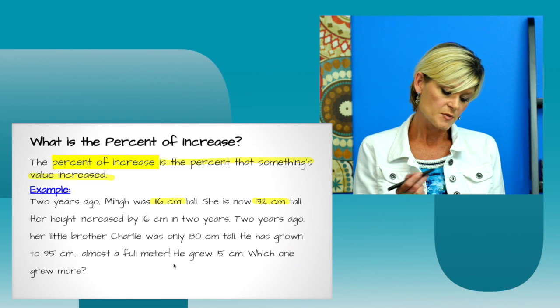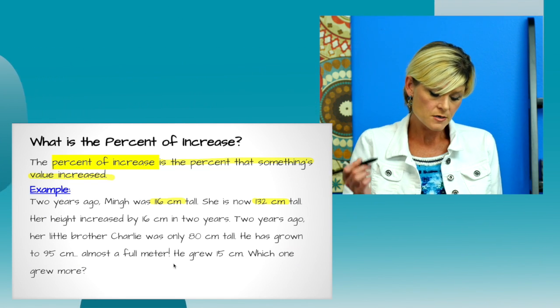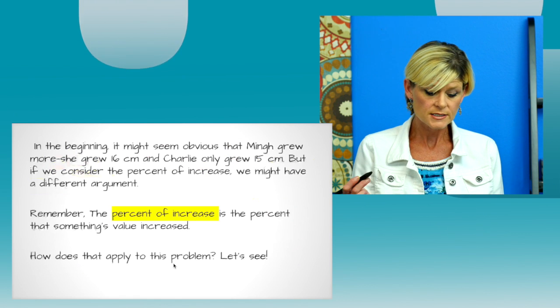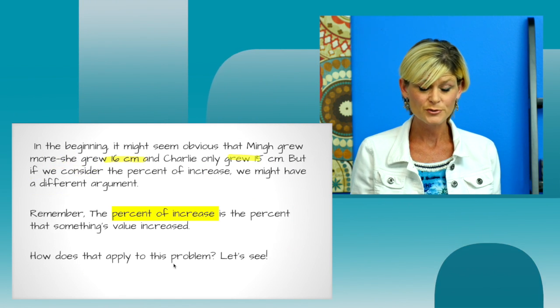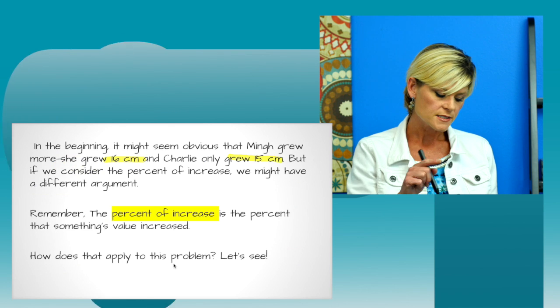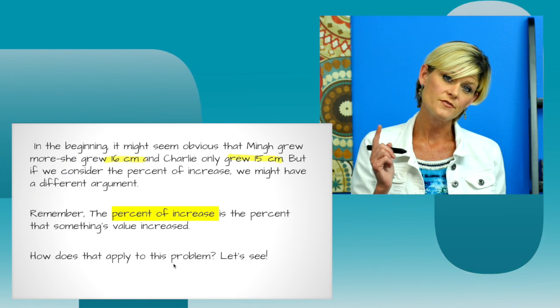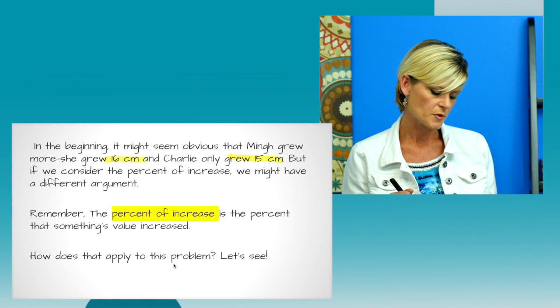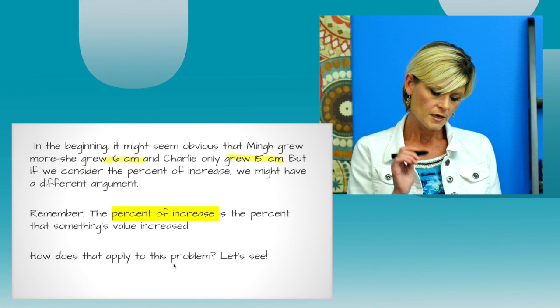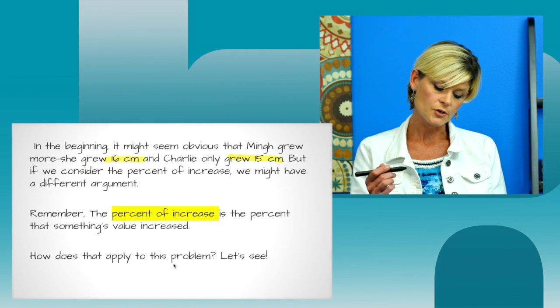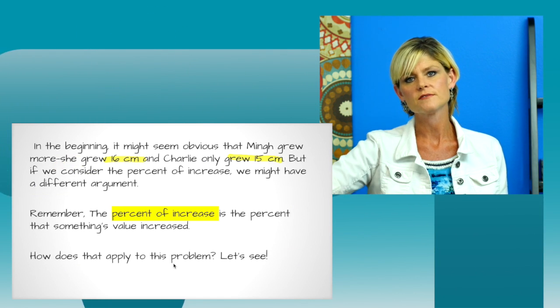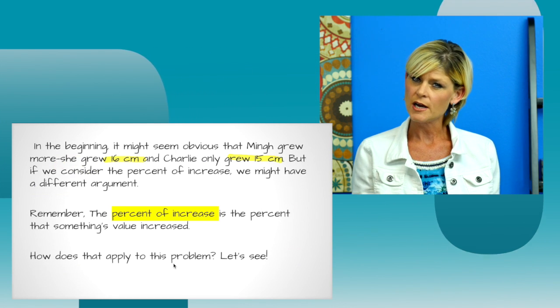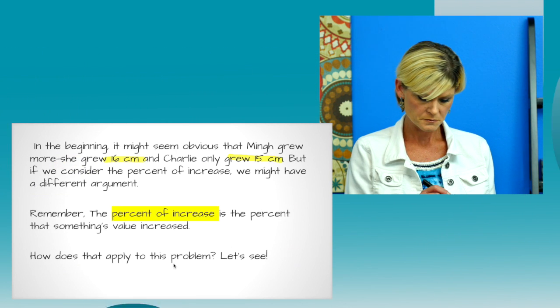Let's read this. In the beginning, wouldn't it seem obvious that Ming grew more because she grew 16 centimeters and Charlie only grew 15 centimeters? But if we consider the percent of increase, you might have a different argument. Let me show you what I'm talking about. I want you to remember that the percent of increase is the percent that something's value is being increased. So how does that apply to this problem? Let's see.